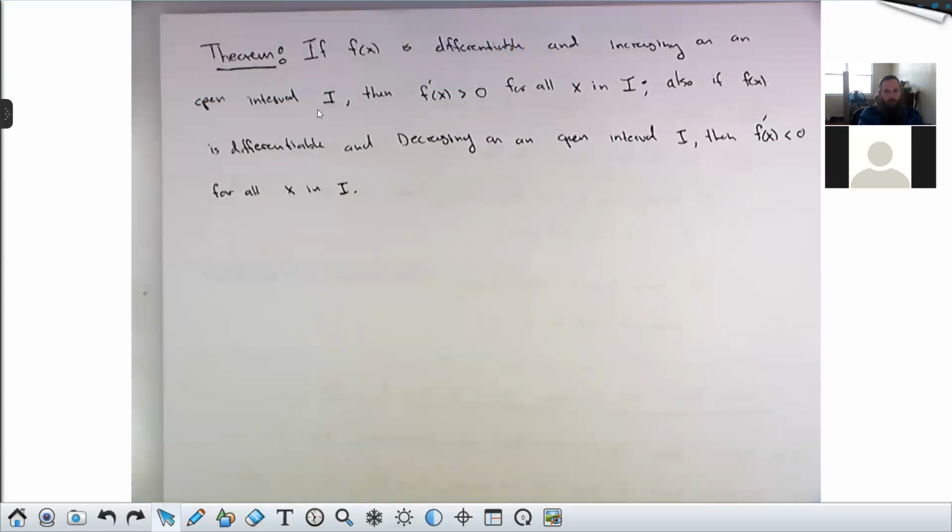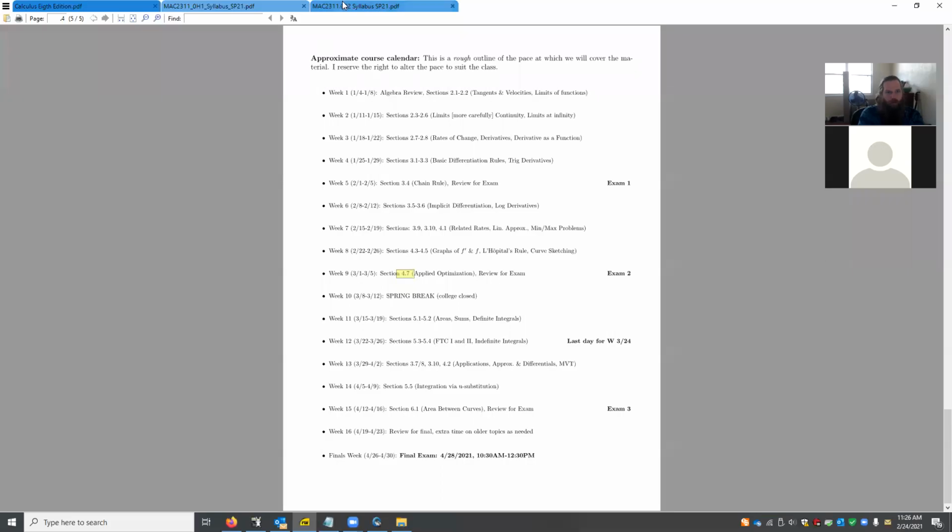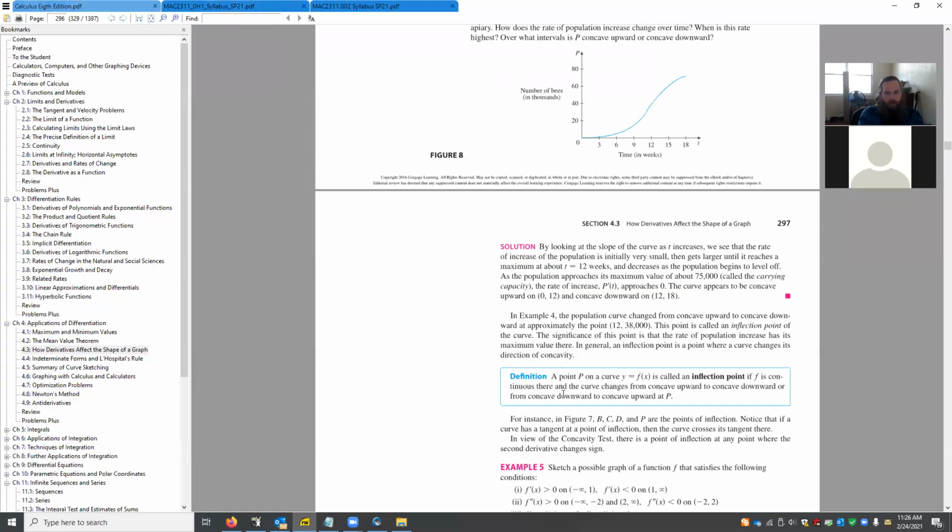We don't like to mess around too much with functions that aren't differentiable. Pretty much all the functions we play around with are differentiable almost everywhere, maybe with the exception of one or two points in their domain. So this isn't a harmful thing for us. We can do this and be quite happy about it.